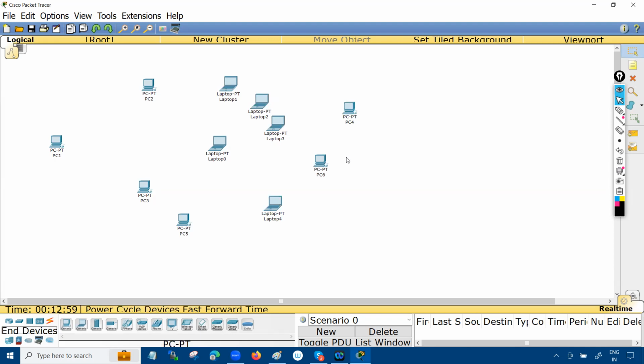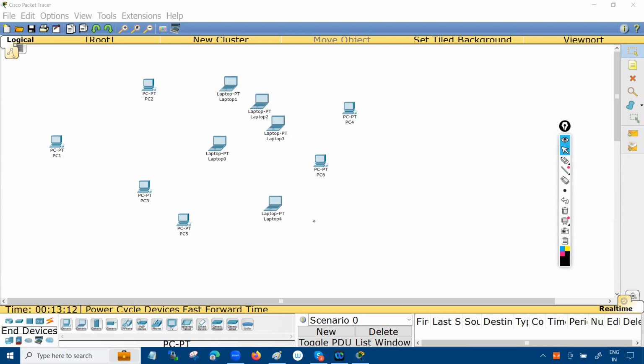I know somehow my shift is not working with this one, but it's working. So you can select one of the devices and use the shift key. If you want to delete something, take for example, I have multiple laptops and multiple PCs over there. You can take the cross sign, right? Just click on the cross sign and delete whatever you want to delete.